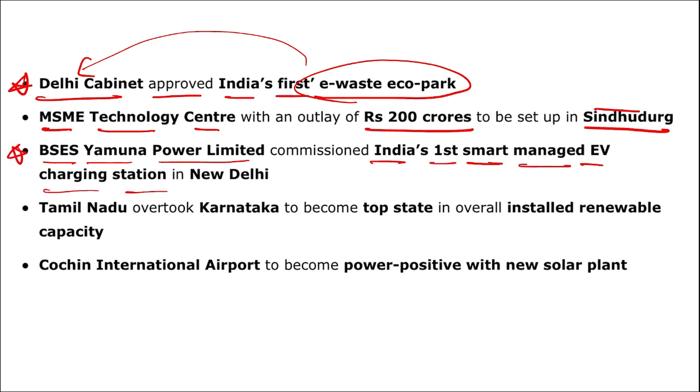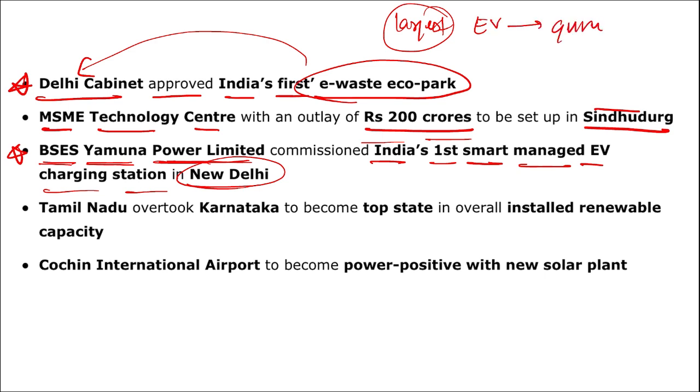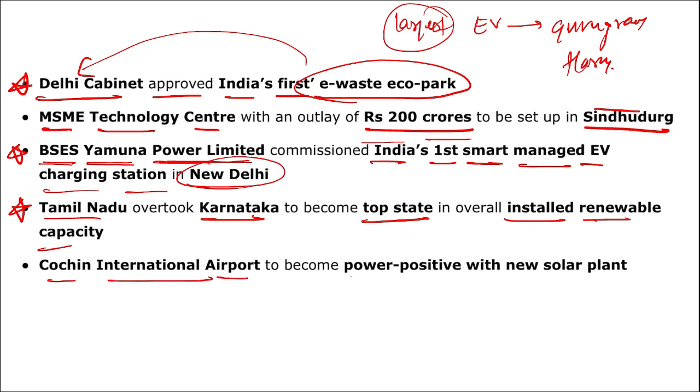Mark this, highly important. India's first smart managed electric vehicle charging station will be commissioned in New Delhi, and it is built by BSES Yamuna Power Limited. If the question is asked, where is the largest electric vehicle charging station being built? It is in Gurugram, Haryana. Mark this. Then Tamil Nadu overtook Karnataka to become the top state in overall installed renewable capacity. Cochin International Airport to become power positive with new solar plant.